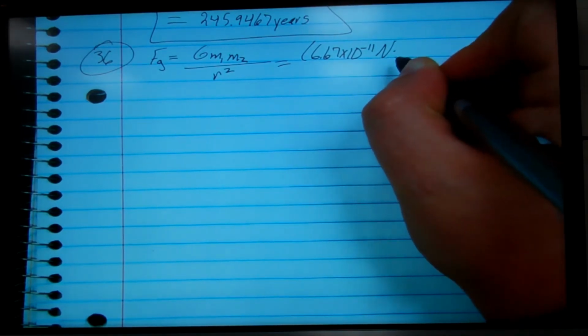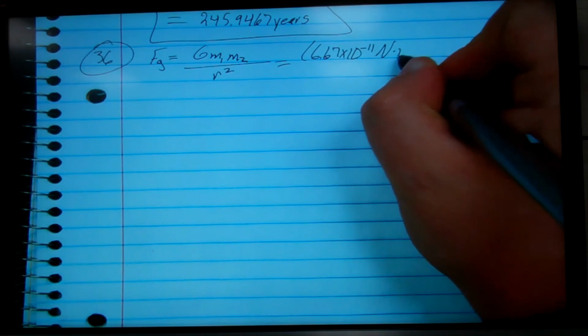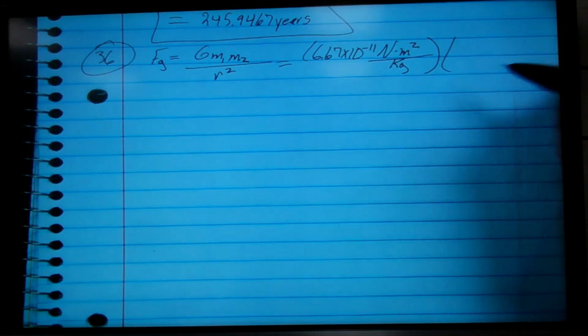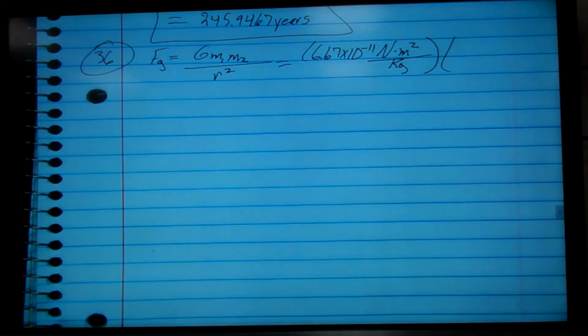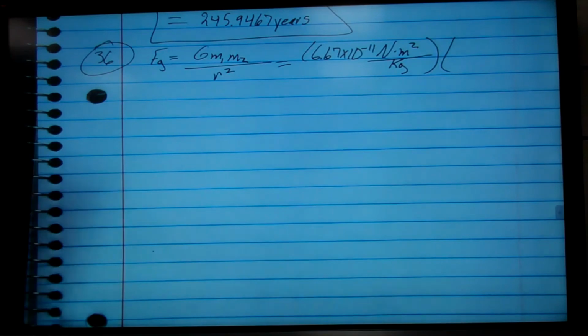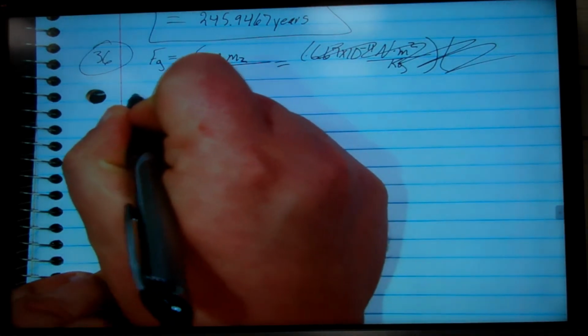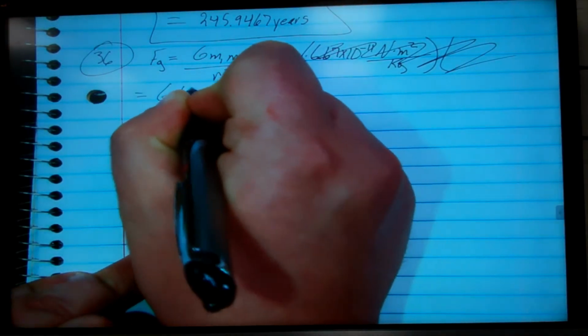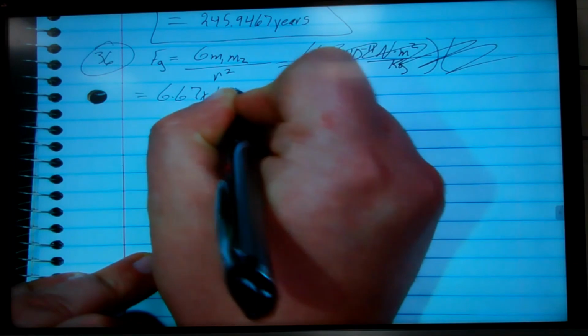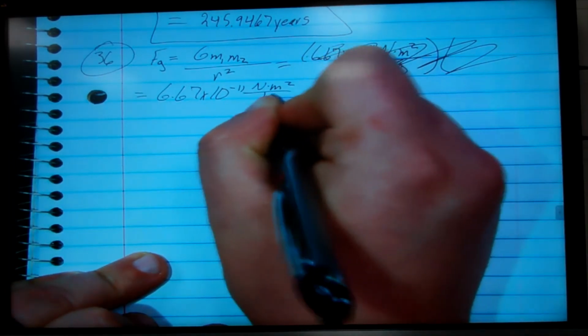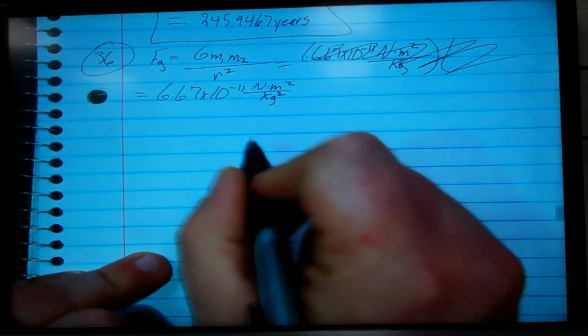Why are we going so fast? Wait, what are the masses? Is it the mass of Jupiter? I ain't ready to write that, so let's write it down here. What is Jupiter's mass? Is it kilograms squared or just kilograms? 1.90 times 10 to the 27.